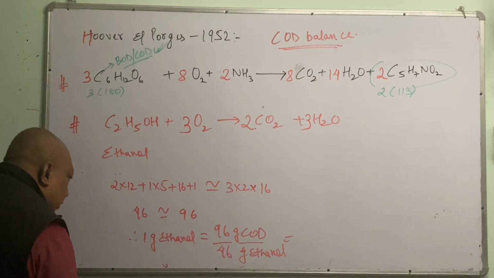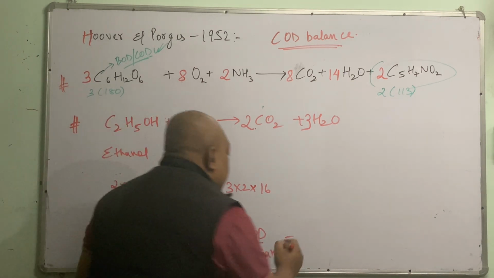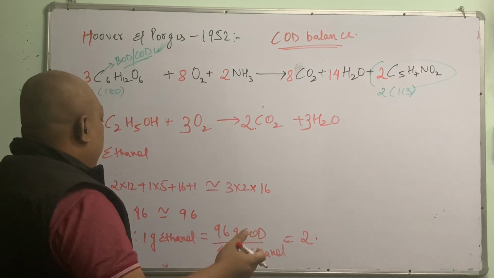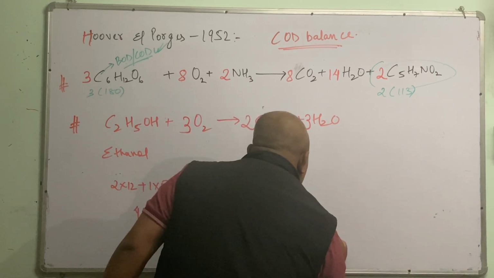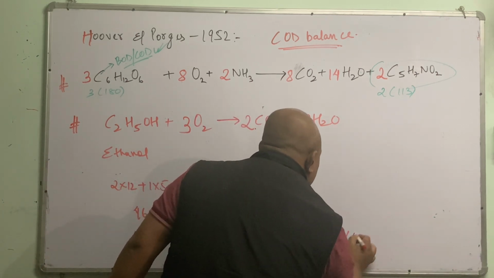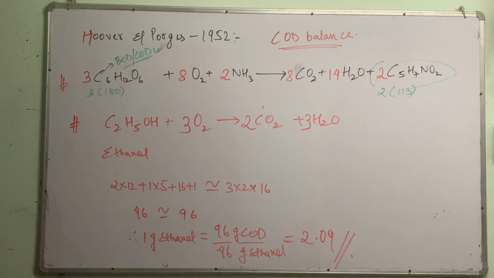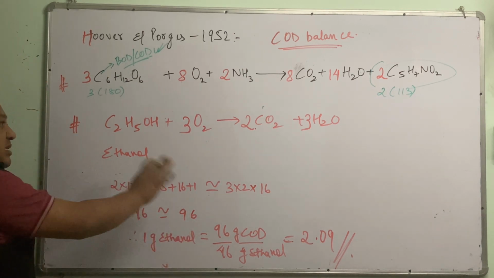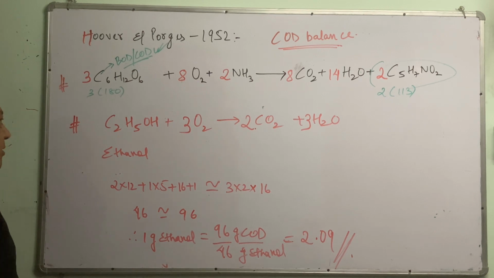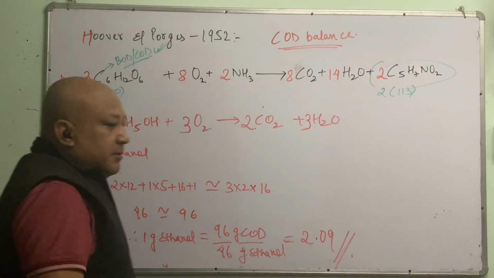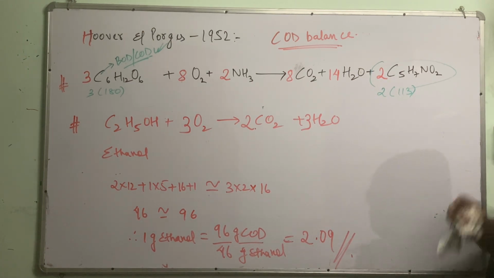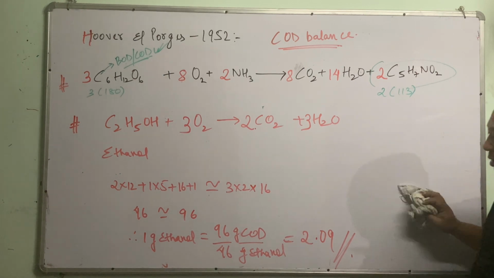So 96 by 46, 46 twos are 92, so maybe 2.09. Okay, so this is the way to find the equivalent COD for any compound. This is just one example I'm giving. Is it clear? Fine, have a look again. I'm giving some time. You can pause the video and have a look.